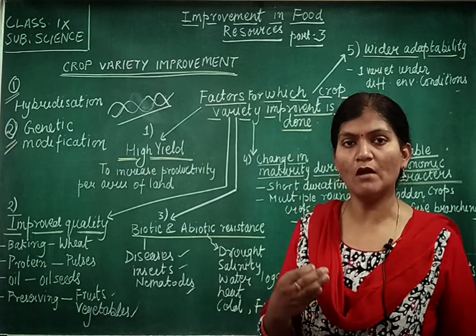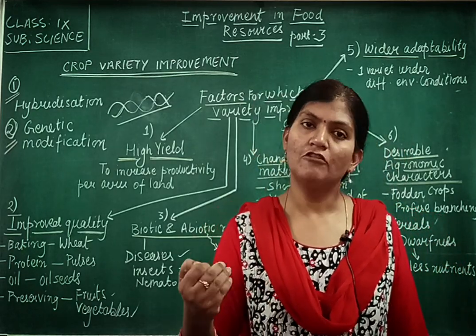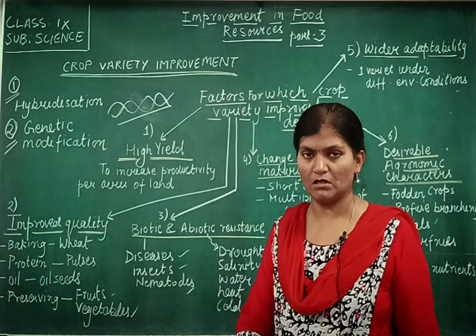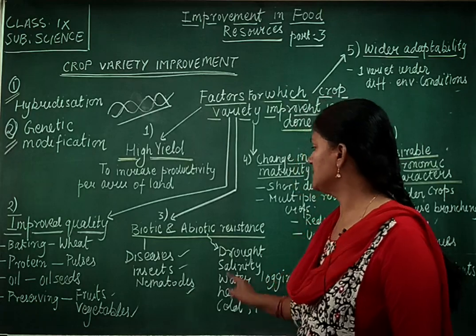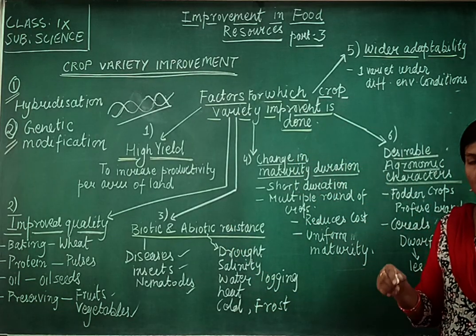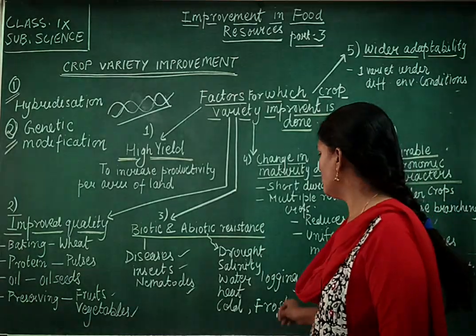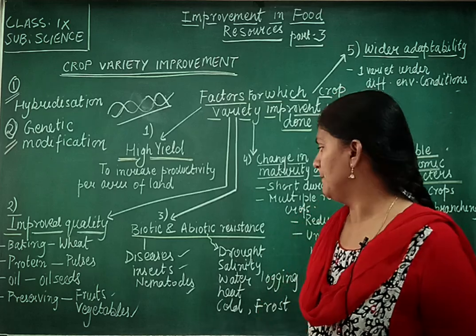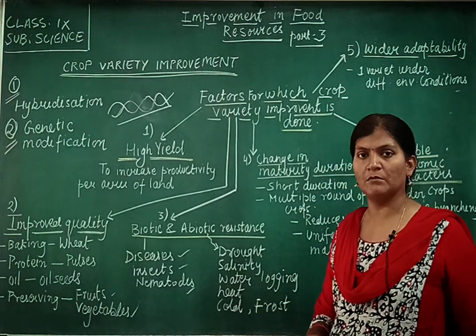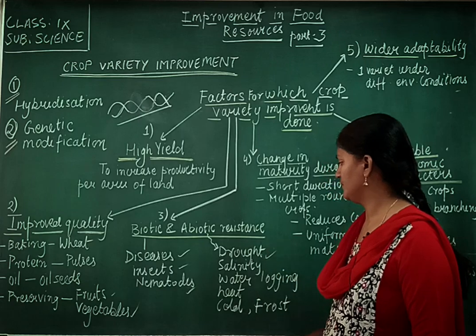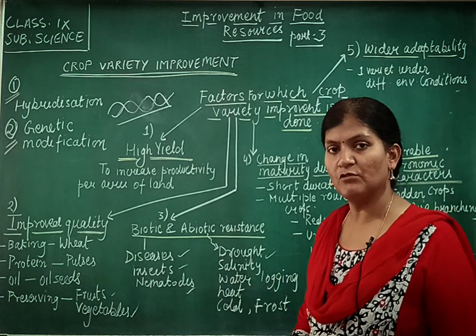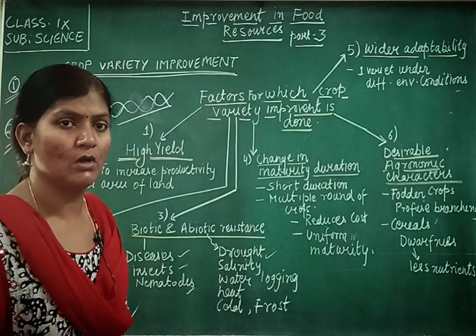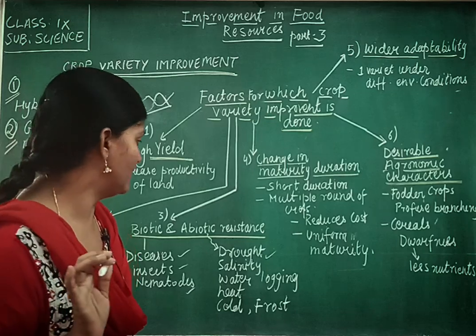Means it is not harmed by these three factors. Means it is not harmed by any disease or insect and nematode, or it is less harmed. Next is abiotic resistance. Abiotic means anything which doesn't have life. So these are the factors which can directly influence the productivity of a crop. Means if we want to grow a crop in a drought area, we want that type of crop which has a resistance power against drought, which cannot be harmed in the drought condition.